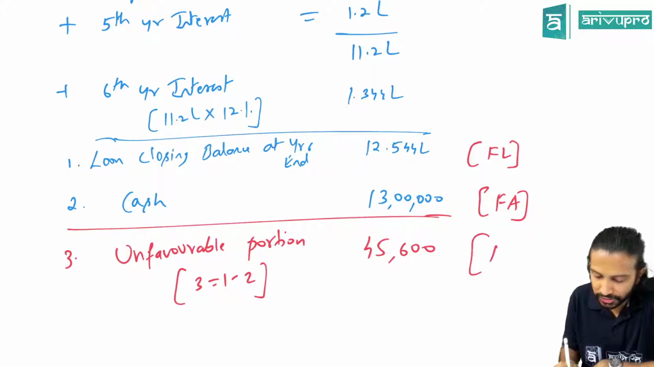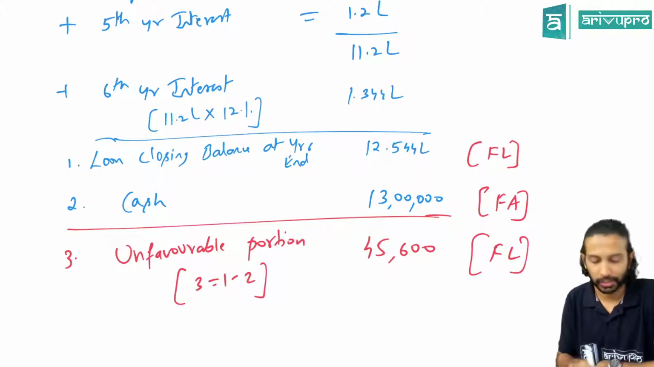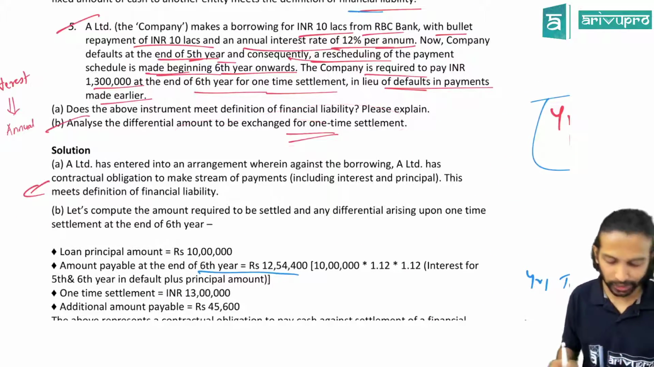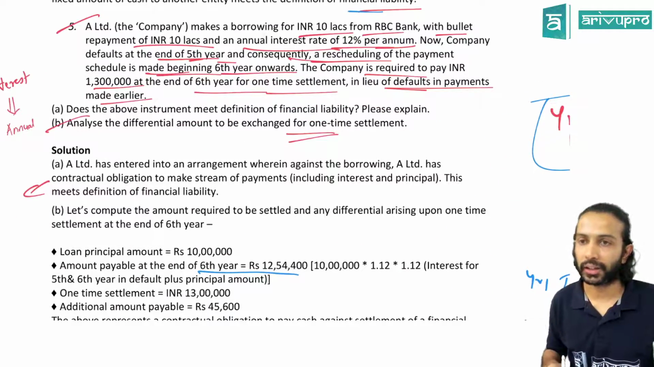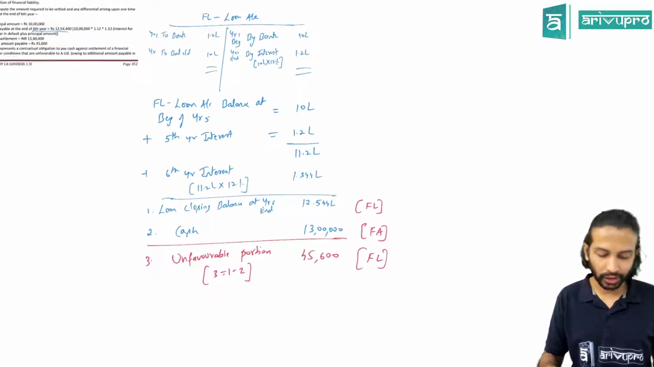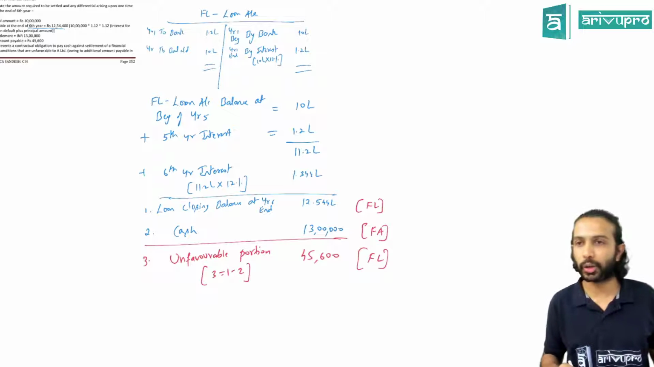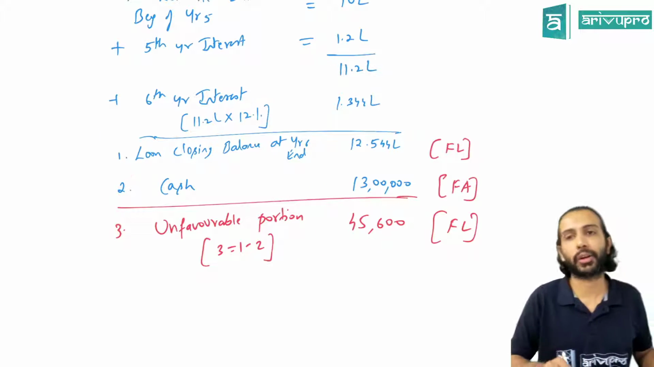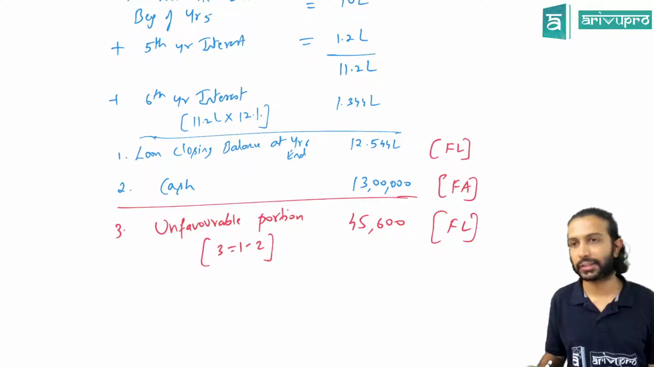That means what do you do for this 45,600? That is also a financial liability. That's what they asked you in this question: analyze the differential amount to be exchanged for 1.5. That differential portion also you have to record as financial liability. Actually, we don't record it separately. We call this a modification and do it. Fair enough, but it will also come under financial liability only. To prove that, I just gave all that.